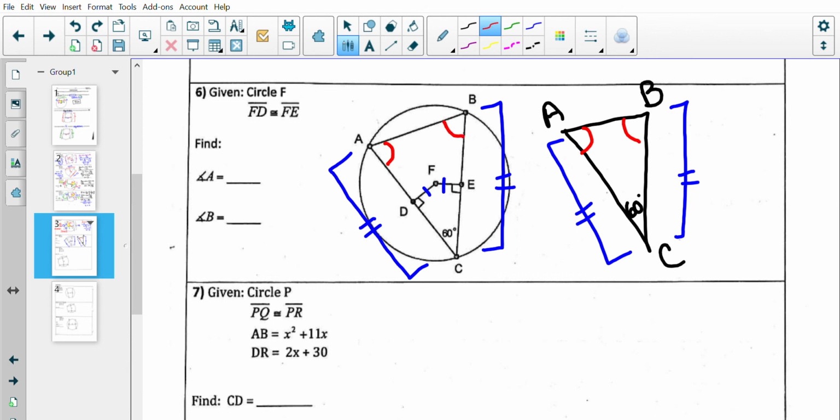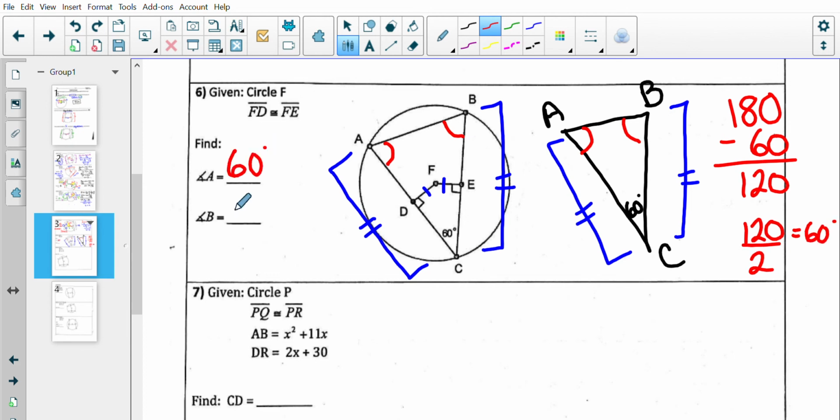Well, we know all the interior angles of a triangle have to add up to 180. So I'm going to take my 180. I'm going to subtract 60. We'll get 120. Then I'm going to take that 120 and divide it by the 2 angles. So each angle has to be 60 degrees. So angle A is 60 and angle B is 60.